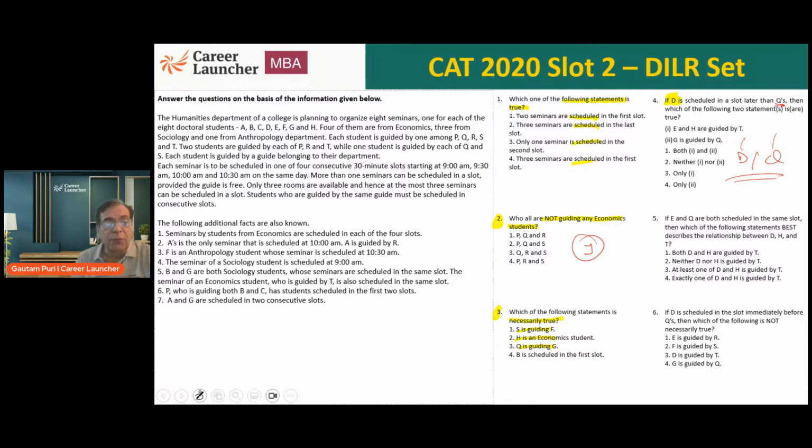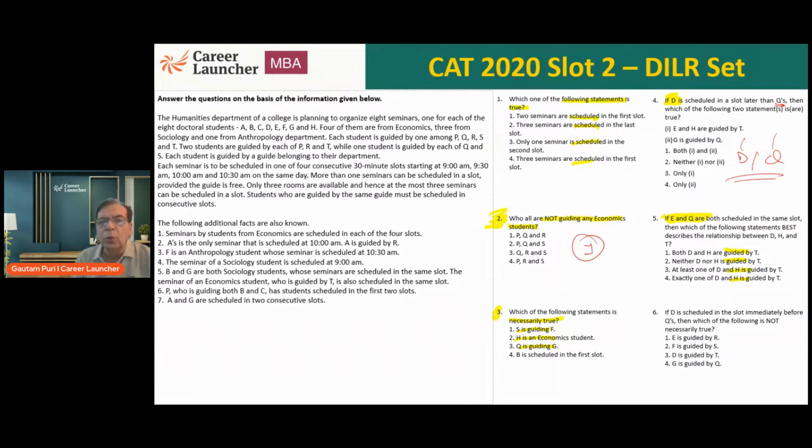Similarly, if you look at questions 5 and 6, let's look at what they say. If E and Q are both scheduled in the same slot, that means E is also not guided by Q, because E is a student. If they are scheduled in the same slot, they cannot be together. So we'll come to this, but what is it? This is again about who's guiding whom.